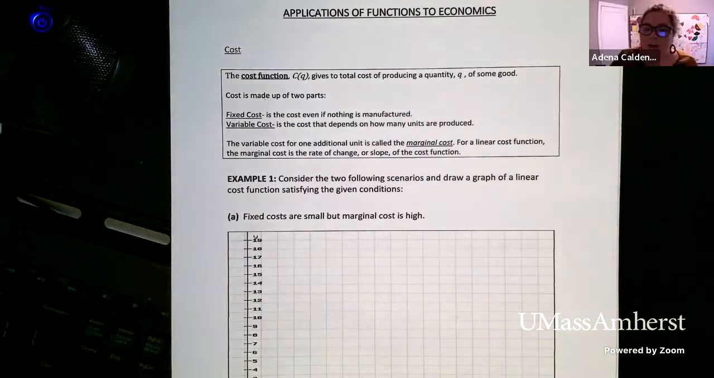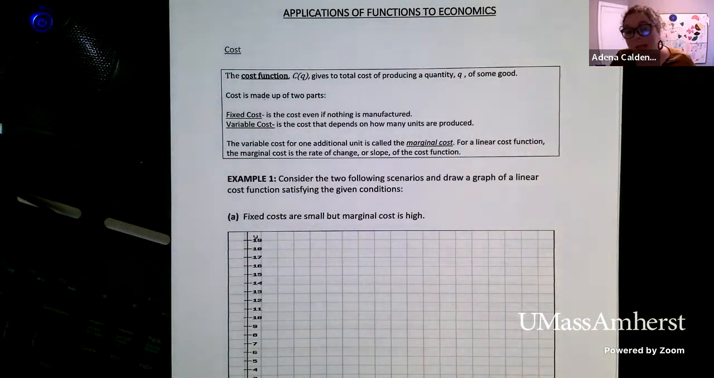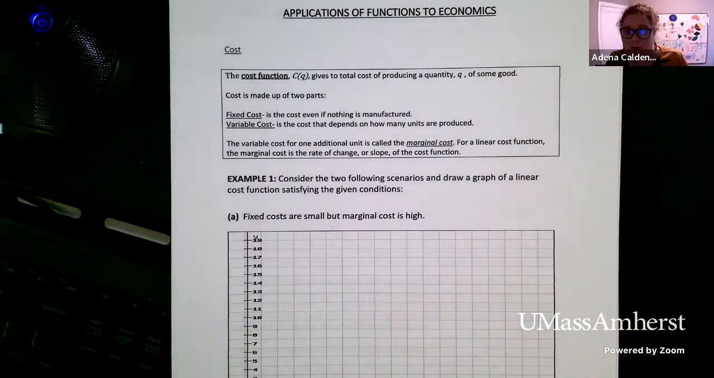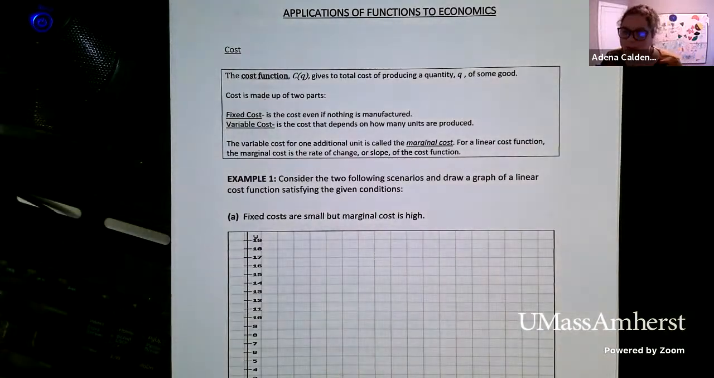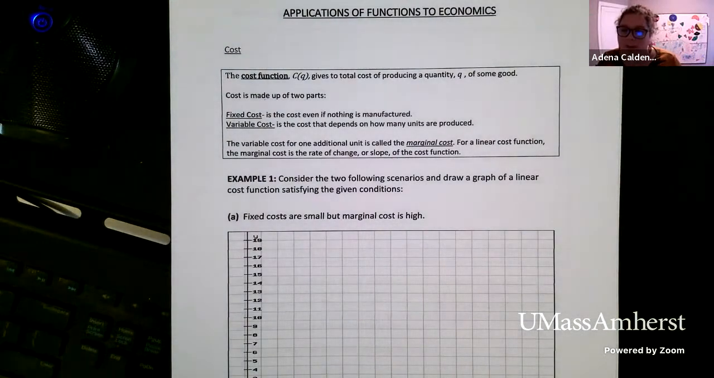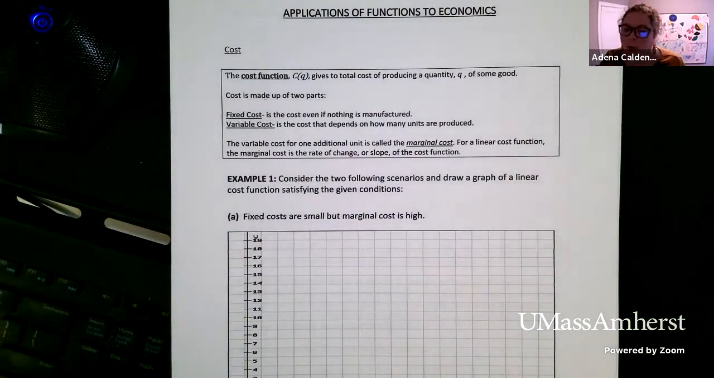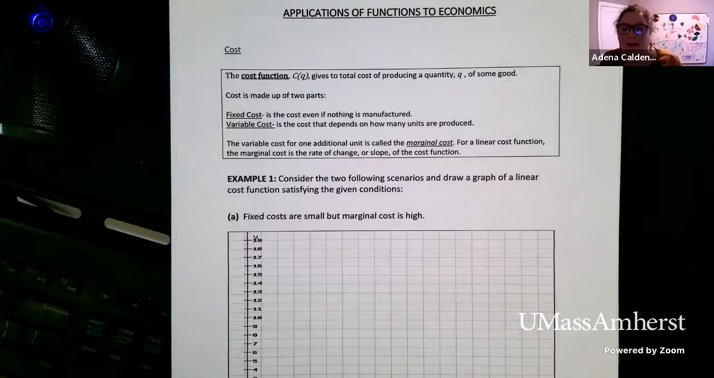So the variable cost, right, is the slope of the line. So for every additional piano you make, your cost increases by that variable cost. Your fixed cost is your plus B. It's the amount that you would spend when quantity is 0, okay?